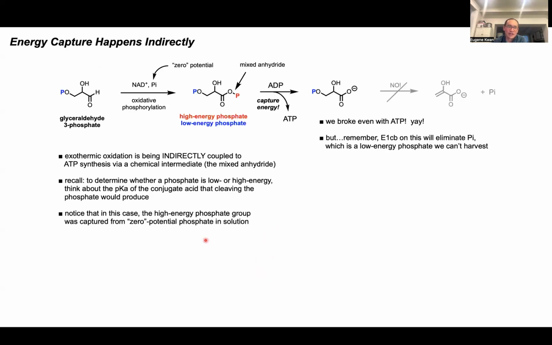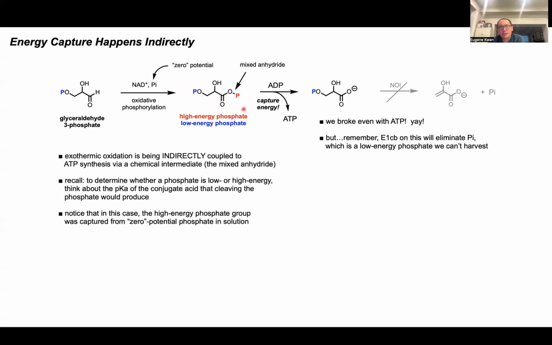And so here's how it works. In the glyceraldehyde phosphate case, you oxidize the aldehyde with a dehydrogenase that uses NAD+, but in the same enzyme, you'll simultaneously capture the carboxylic acid that you generate with phosphate. Okay, and so this is going to generate this high energy mixed anhydride. I've indicated the high energy phosphate in red here to distinguish it from these other low energy phosphates.